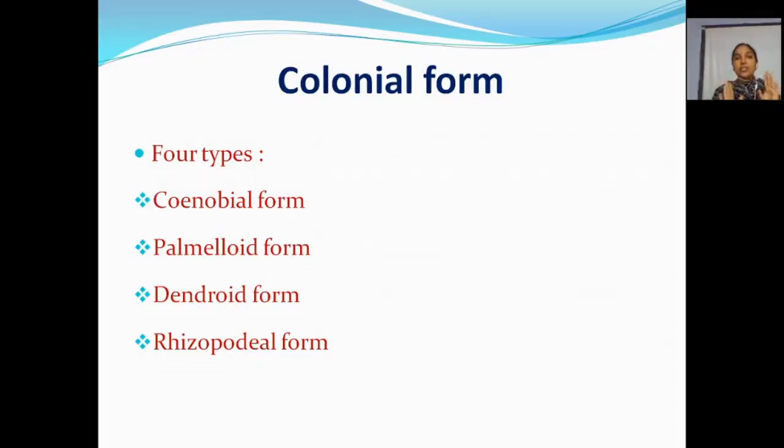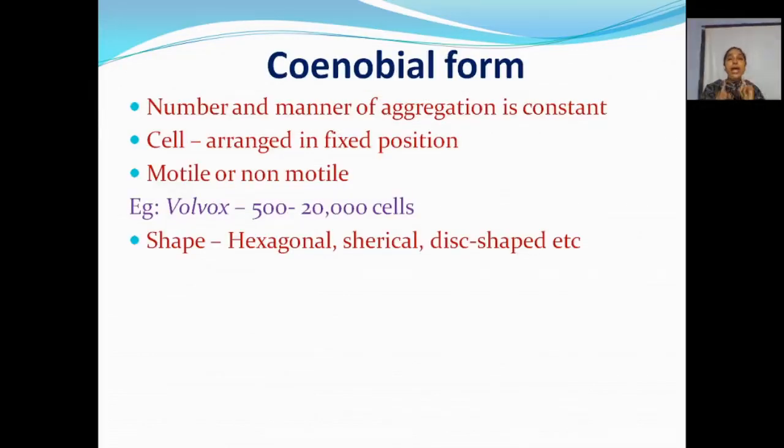Very common are the cenobial and palmelloid forms. The majority of algae belong to cenobial and palmelloid form. So what is cenobial? The number and manner of aggregation is constant. For example, Volvox is a cenobium, an alga having 500 to 20,000 cells. That is a fixed number. At least 500 will be there, and a maximum of 20,000. In some cases there are only 5 members, or only 10 members. So its number is fixed. Such a condition is known as cenobial form.